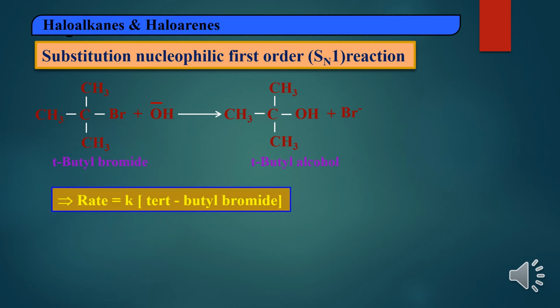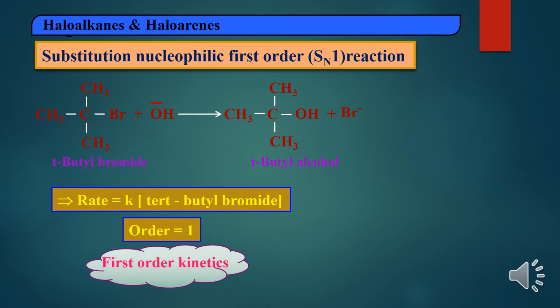Now I will go with the rate. In this case, rate is directly proportional to only the alkyl halide, that is tertiary butyl bromide, because step 1 determines the rate, which I will tell you. So rate is equal to rate constant K times the molar concentration of tertiary butyl bromide, and the experimentally determined concentration term is 1. The order is the sum of the concentration terms. Only one reactant is there, so the concentration term is 1. Hence the order of the reaction is 1. So it is first order kinetics.